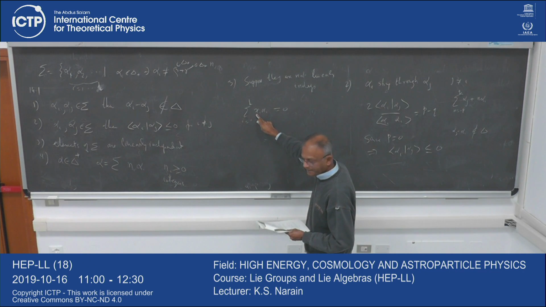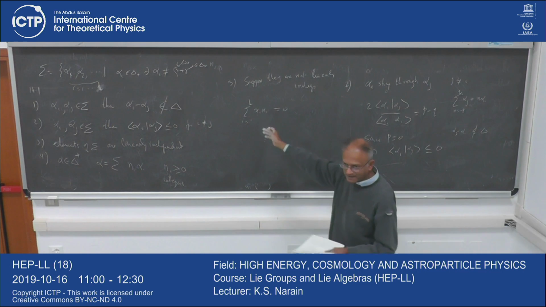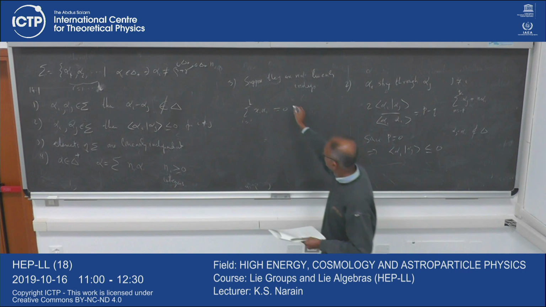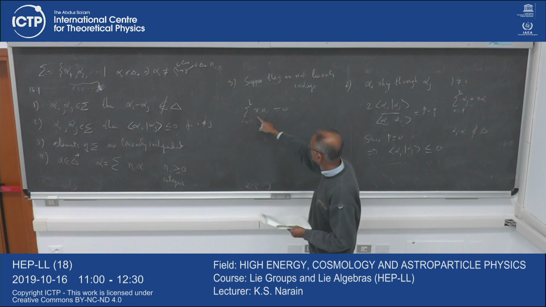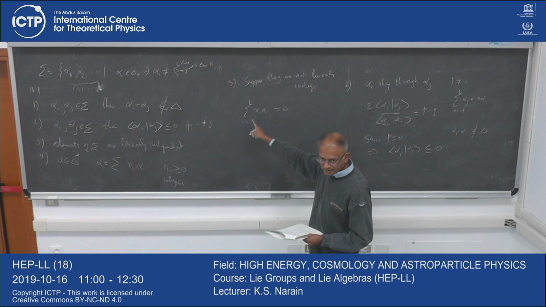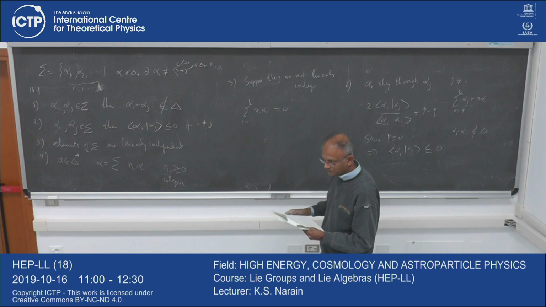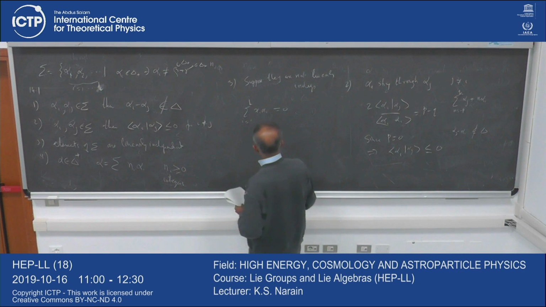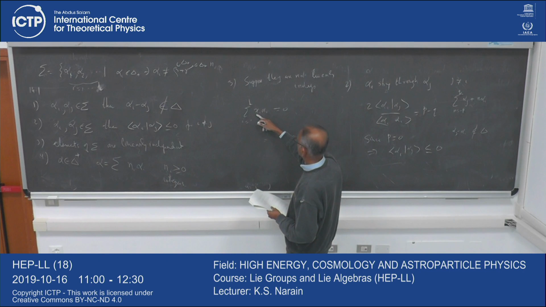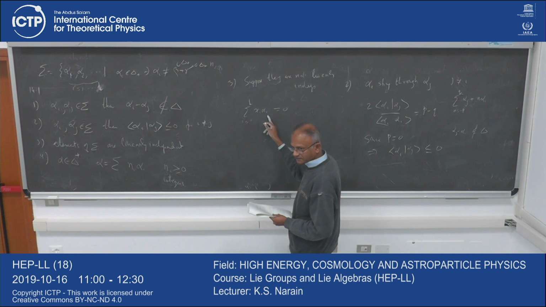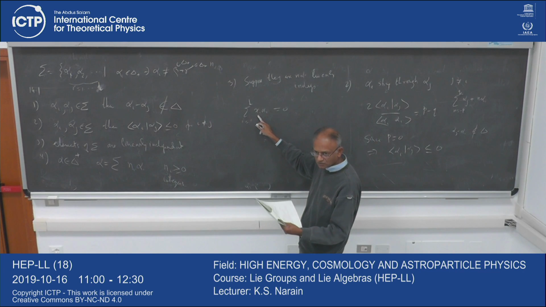Because if all the xi's are 0, this is a triviality. That doesn't show anything. So if I look at this equation, this should allow non-trivial solutions for xi's, where not all the xi's are 0. At the moment we don't know; some of the coefficients will be positive, some will be negative. The xi's could be positive or negative or 0.